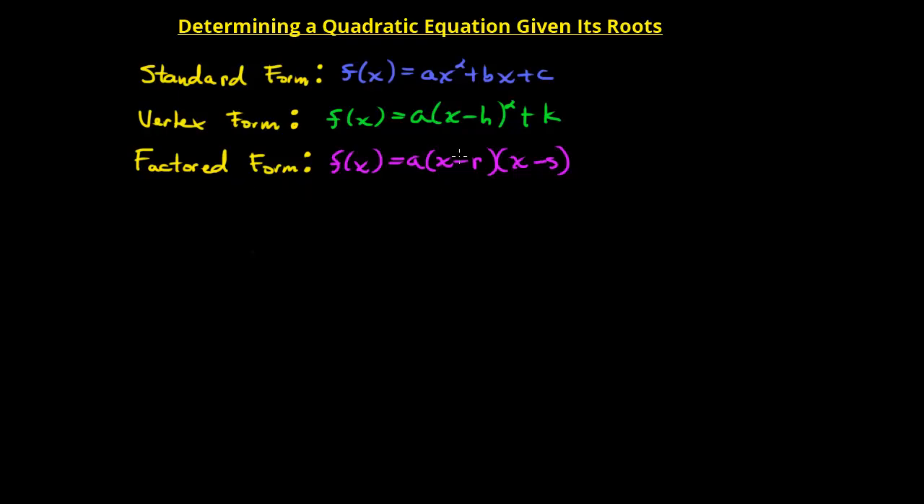Lastly, we have factored form. In factored form, we write the function as f of x is equal to a times x minus r times x minus s. What's convenient about factored form is that we can tell what the zeros of the function are just by looking at r and s. So r and s are the zeros of this quadratic function.